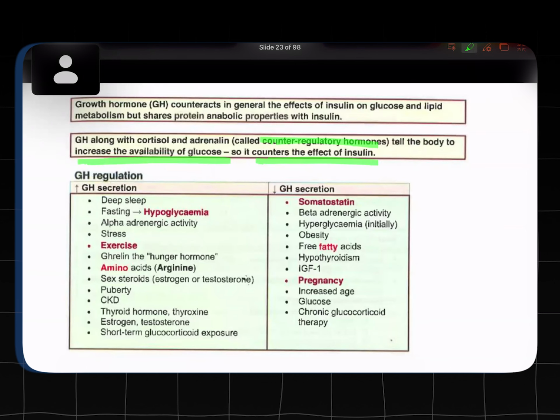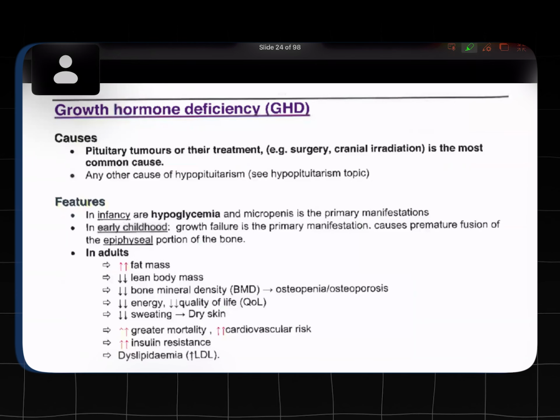Remember that in pregnancy there is a decrease of growth hormone. Also, with increased age and hypothyroidism, these types of things decrease growth hormone secretion. So what happens when there is growth hormone deficiency? As we all know, a pituitary tumor, or radiotherapy due to a pituitary tumor, is the most common cause of growth hormone deficiency. In infancy, hypoglycemia is the most common manifestation.